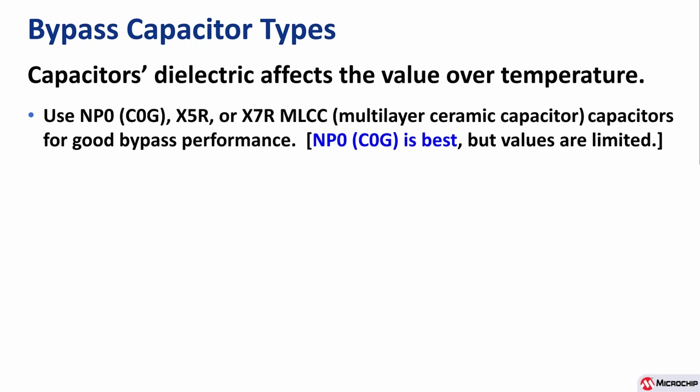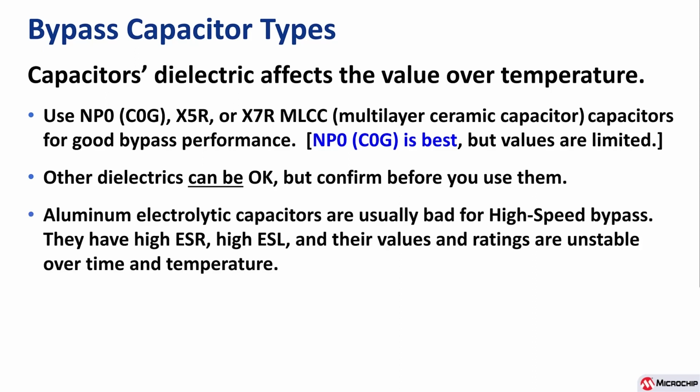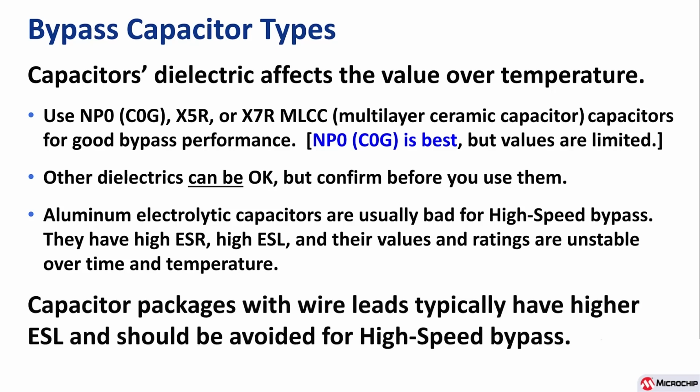X5R, X7R are tightly controlled, but not great. Y5V, as an example, is bad. Other dielectrics can be okay, but you've got to confirm before you use them whether they're actually being effective. Aluminum electrolytic capacitors are usually bad for high-speed bypass. They have high ESR, they have high ESL, and their values and ratings are unstable over time and temperature. Now remember, the capacitor packages with wire leads have higher ESLs, and you should avoid those for high-speed bypass.